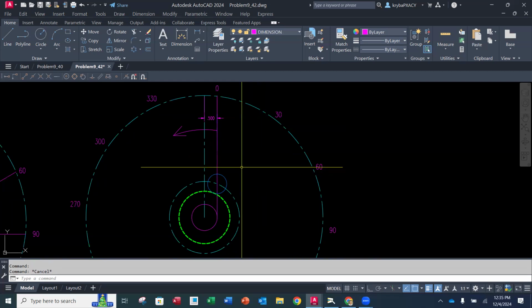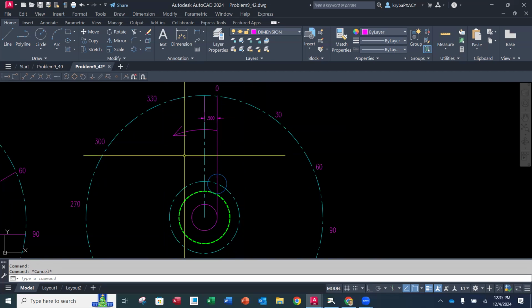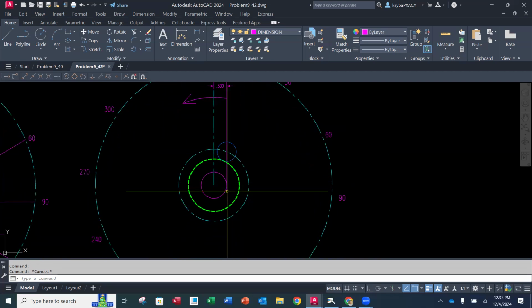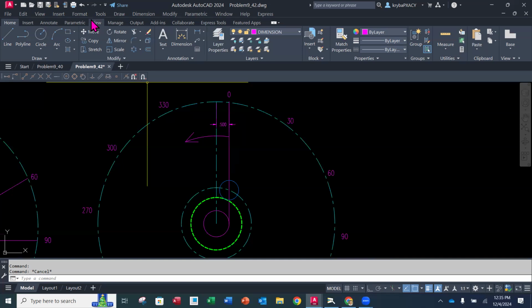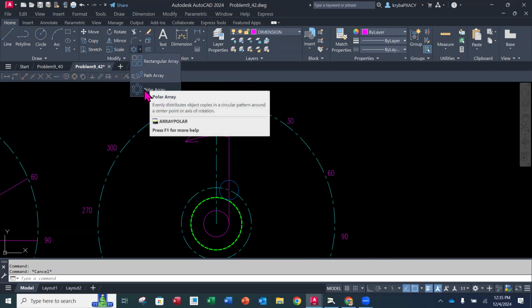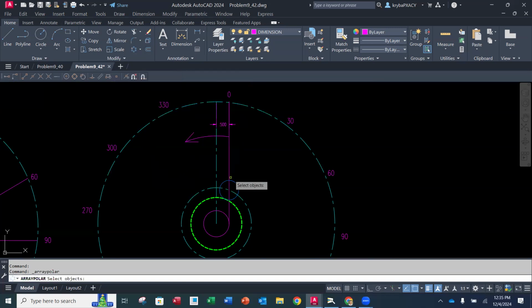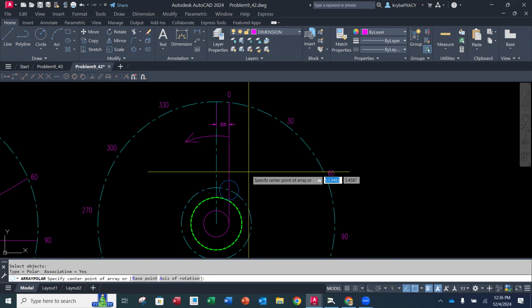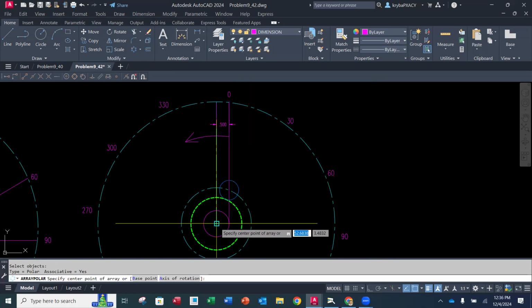Now, what I want to do is create the 12 lines going around that are going to be off of that offset circle. So I'm going to go to array, and underneath array, you probably see it. I think the default is a rectangular array. You're going to go down to polar array. So you're going to click on that. You're going to select the item that you want to do a polar array on. You can hit enter. And now you want to specify the center of rotation.